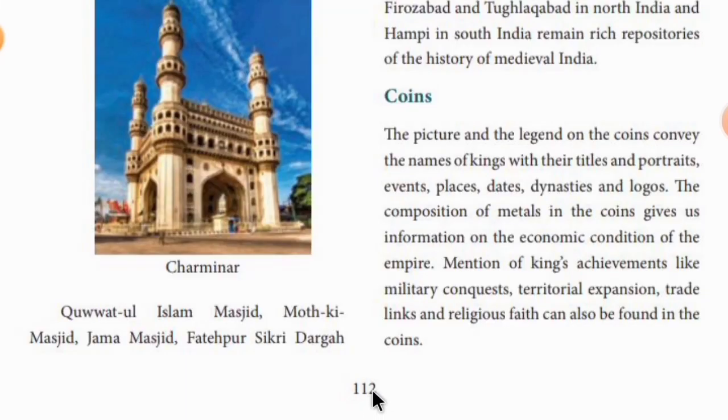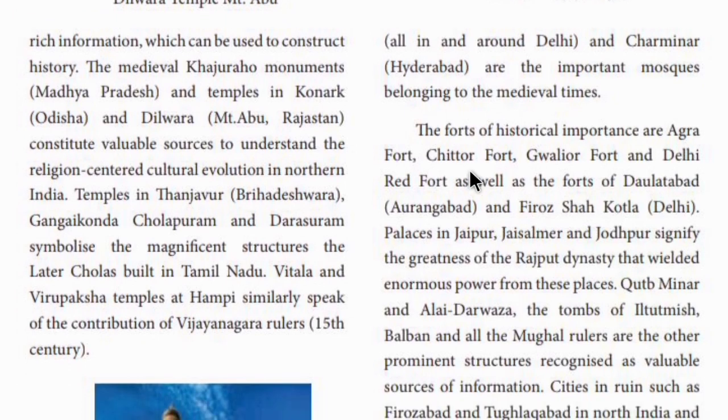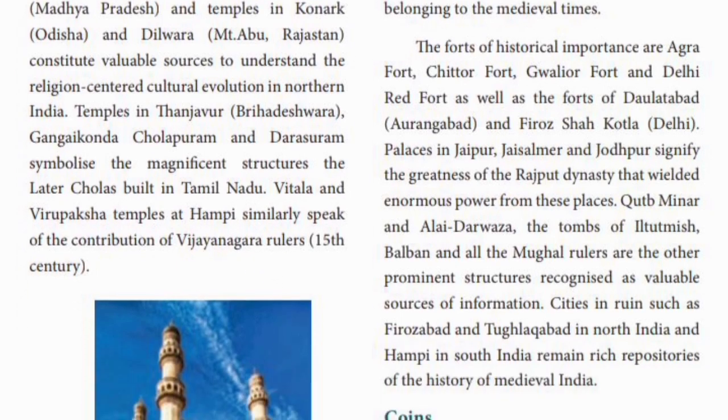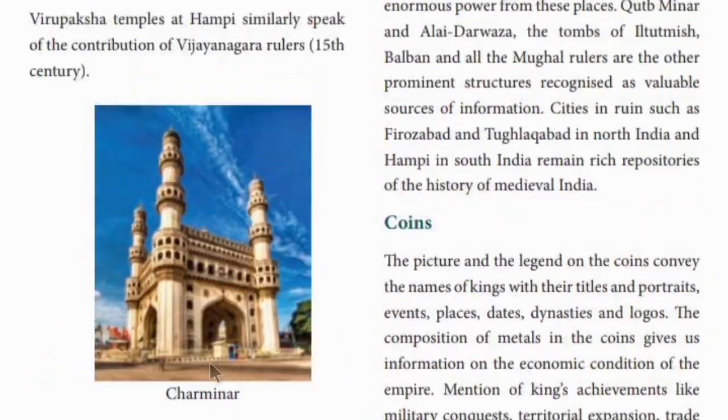So next is page number 112. In that I have told about Khajuraho monuments located in Madhya Pradesh, Konark in Odisha, Dilwara in Mount Abu, Rajasthan, and some temples in Tamil Nadu: Tanjavur Brihadishwara temple, Gangaikonda Cholapuram and Darasuram temple. And then Hampi in Karnataka provides details about Vijayanagar rulers. I hope you remember that, which I took in the second session. Next, about the important mosques: Quwwat-ul-Islam, Moti Masjid, Jama Masjid, and the Fatehpur Sikri Dargah.